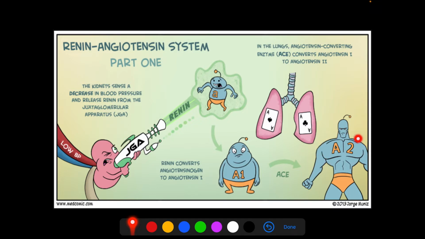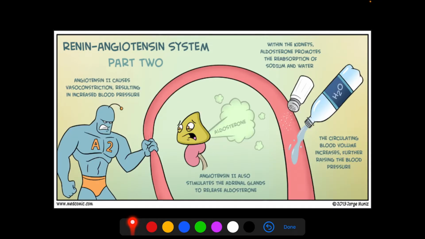So it will be activated or converted to angiotensin 2 by an enzyme we call ACE. So that's coming from the lungs. This ACE converts angiotensin 1 to angiotensin 2. And what will happen next is that once angiotensin 2 is produced, it will cause vasoconstriction, resulting in increased blood pressure, and also it will stimulate the adrenal glands. So this is just one of the main functions of angiotensin 2.